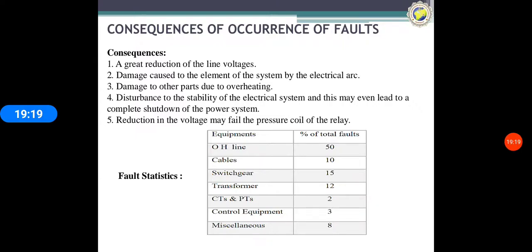Basically, faults on an overhead line are line to ground fault, line to line fault, double line to ground fault, and the last one is the line to line triple line fault. The most dangerous fault in the above power system is the double line to ground fault.